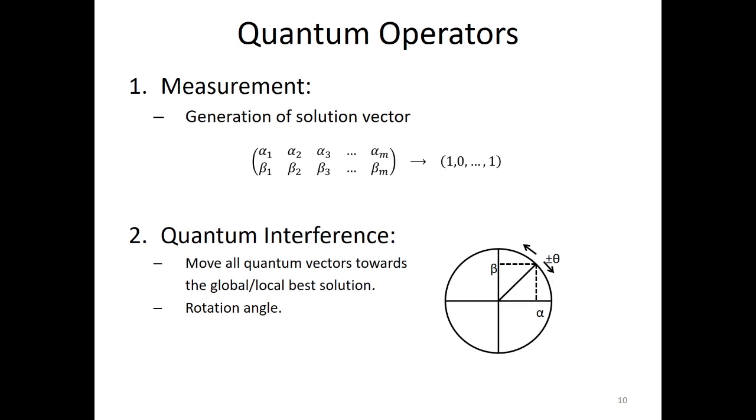We now talk about quantum operators. First, we have measurement, or generation of a solution vector from a quantum vector. The second operator is quantum interference. It means that we move all the qubits, or probabilities, with a specific rotation angle to match a value of a global or local based solution.